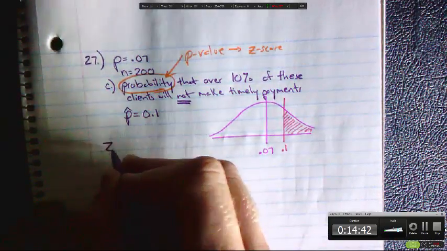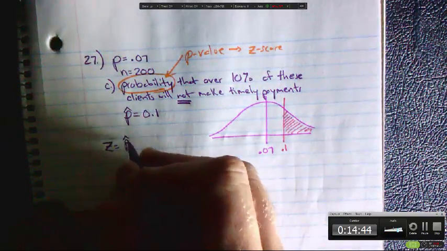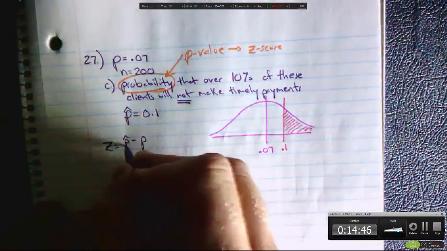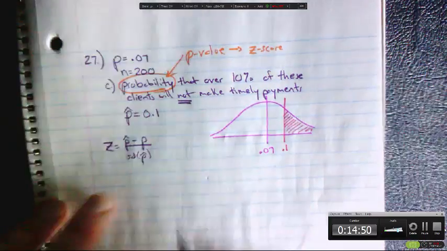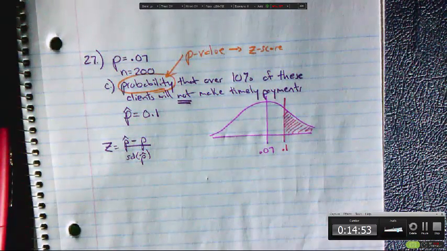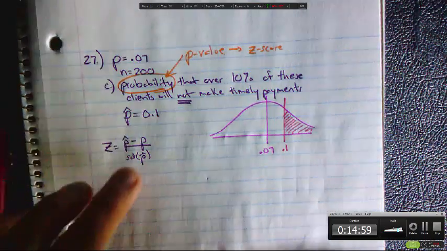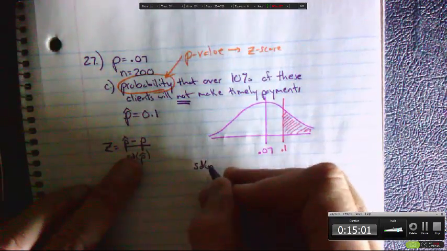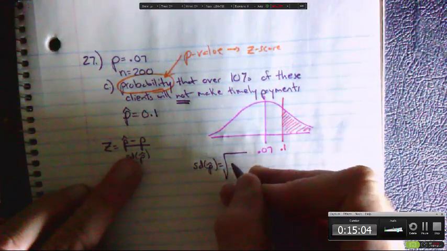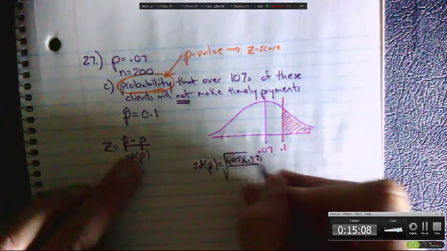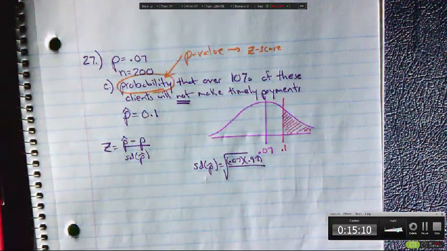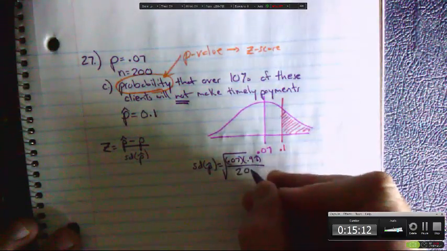So anyways, we have to have a z-score. In order for us to use the z-score, we need our data, which is our sample proportion, minus what should happen, p, divided by the standard deviation. That's where part A comes into play. Because part A of this question says, what is the standard deviation of this data? What's the expected deviation of this data? The standard deviation of p hat is the square root of 0.07 times 0.93, because 1 minus 0.07 is 0.93, divided by 200.